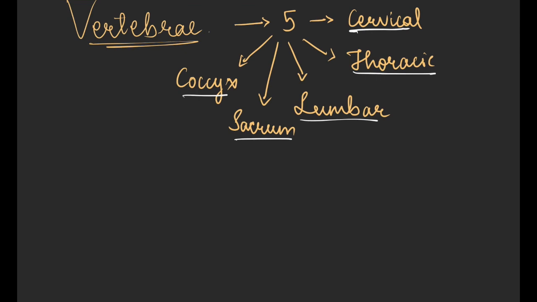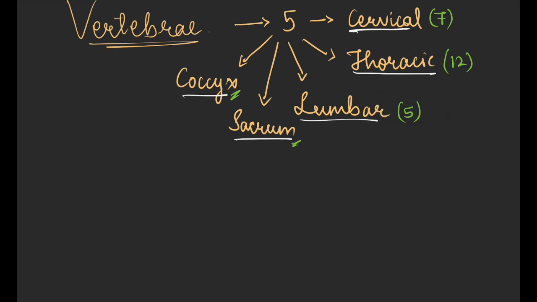That is, there are 7 cervical vertebrae, 12 thoracic vertebrae, and 5 lumbar. And about sacrum and coccyx, I'll tell you the complete information in a separate video.